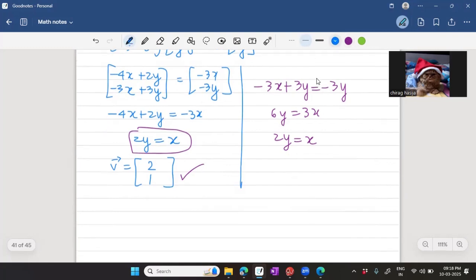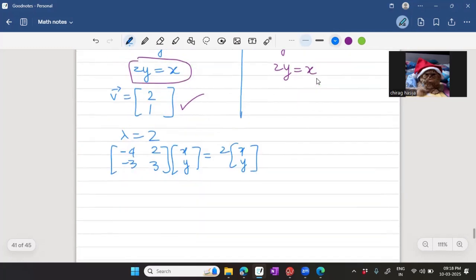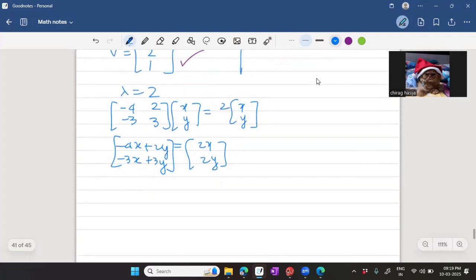Then the next one would be when I take lambda is equal to 2. Minus 4, 2, minus 3, 3 times (x, y) will be equal to 2 times (x, y). That will give us minus 4x plus 2y, and over here minus 3x plus 3y, equal to 2x and 2y. Equate the first value: minus 4x plus 2y is equal to 2x. So 2y is equal to 6x, that is y is equal to 3x.